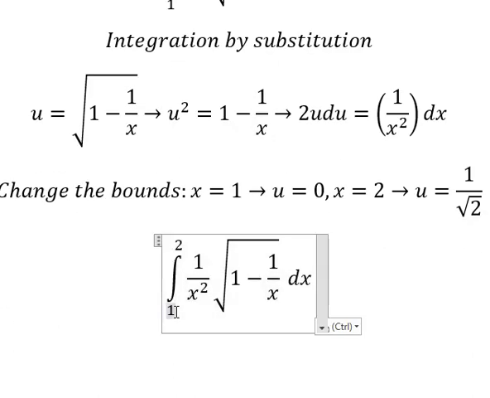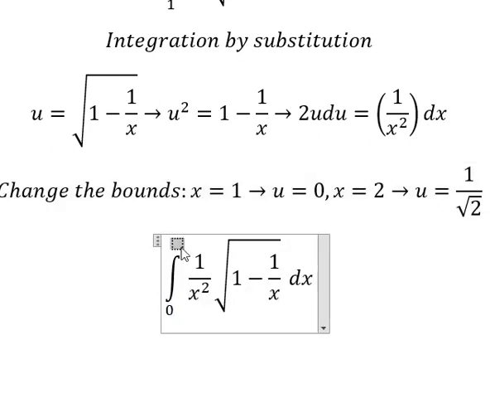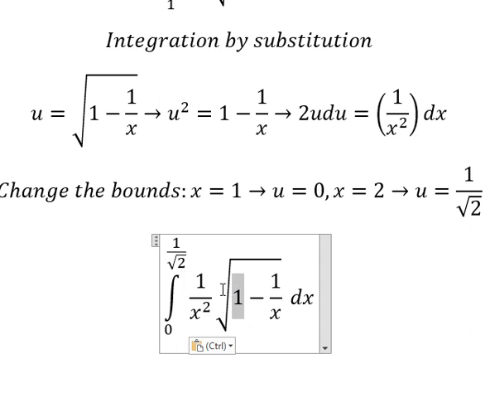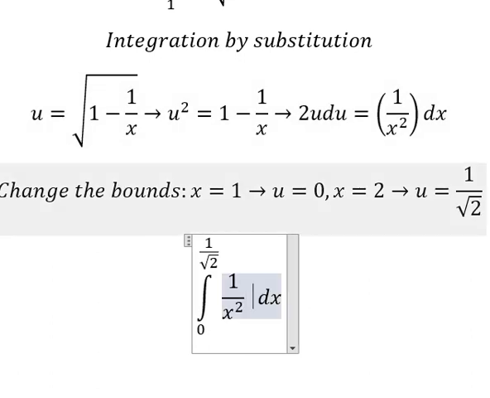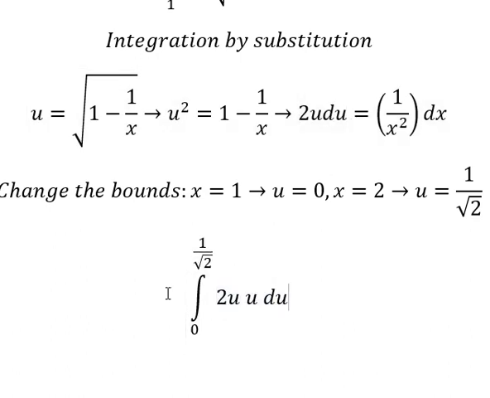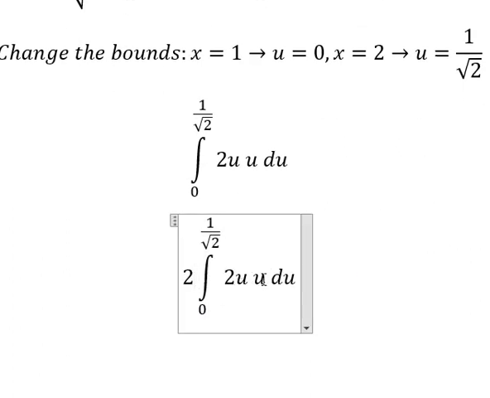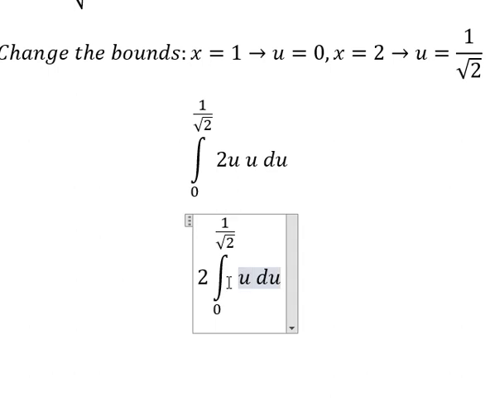So 1 we change to 0. 2 we change to this one. The square root we change to u. 1 over s squared, the s we change to this one. So 2 I will put outside. u and u we have u squared.